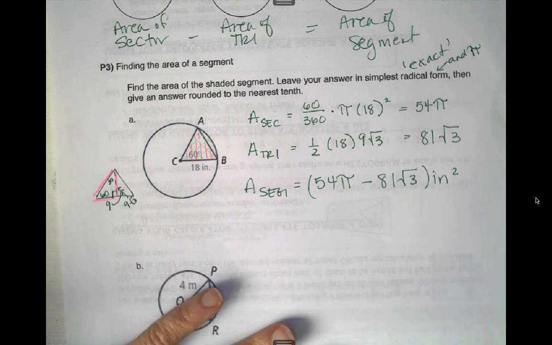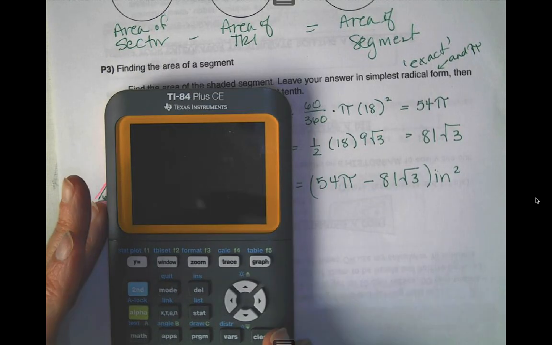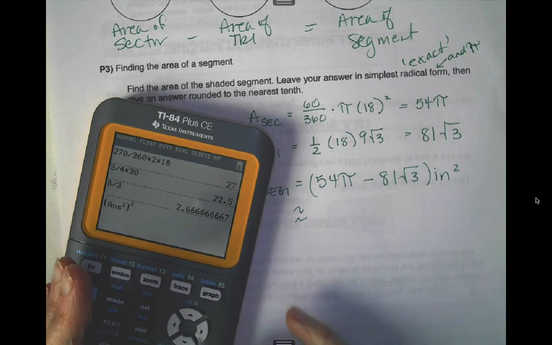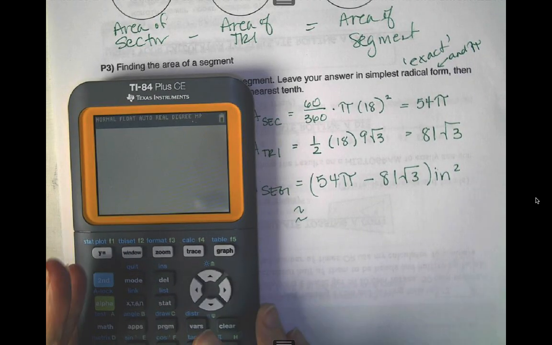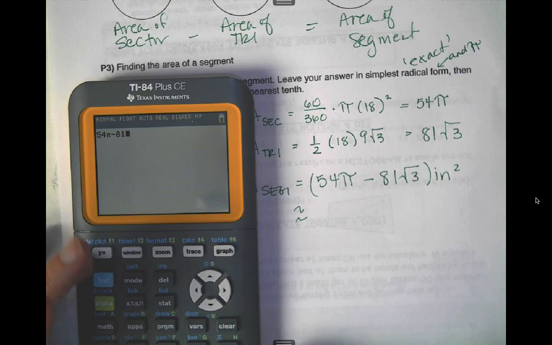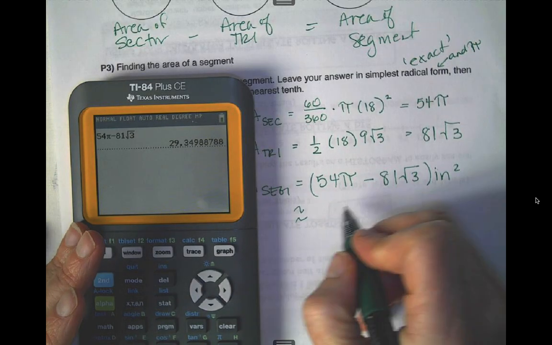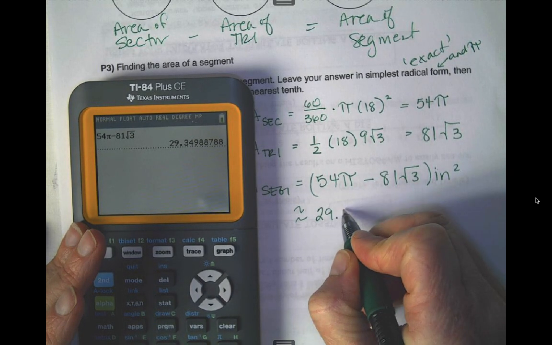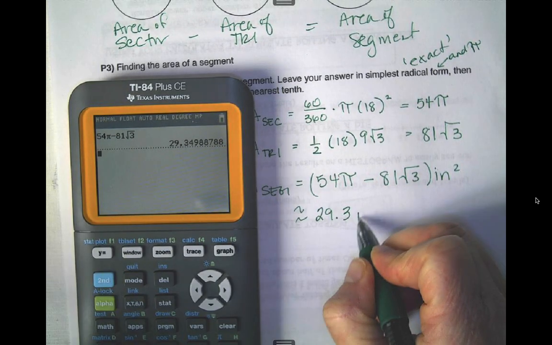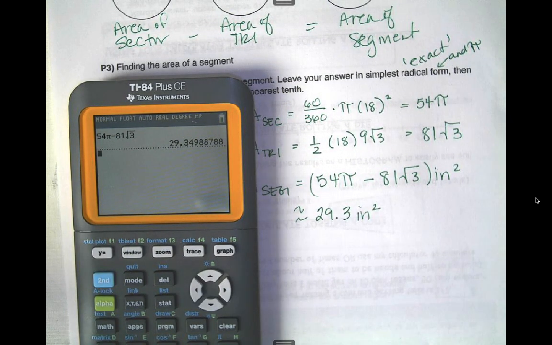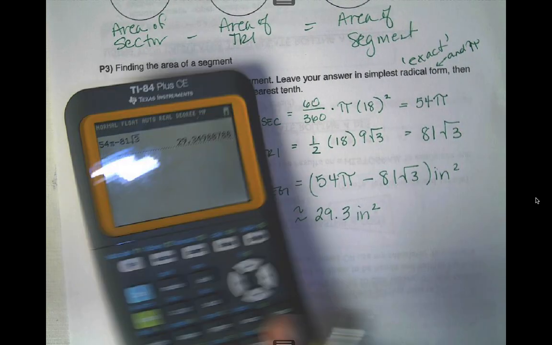If I want to round that answer, so when I want to finally round that answer, I can do 54 pi minus 81 square root of 3. So I get approximately 29.3, and again, inches squared. Okay? All right, the other one is a little bit more straightforward.